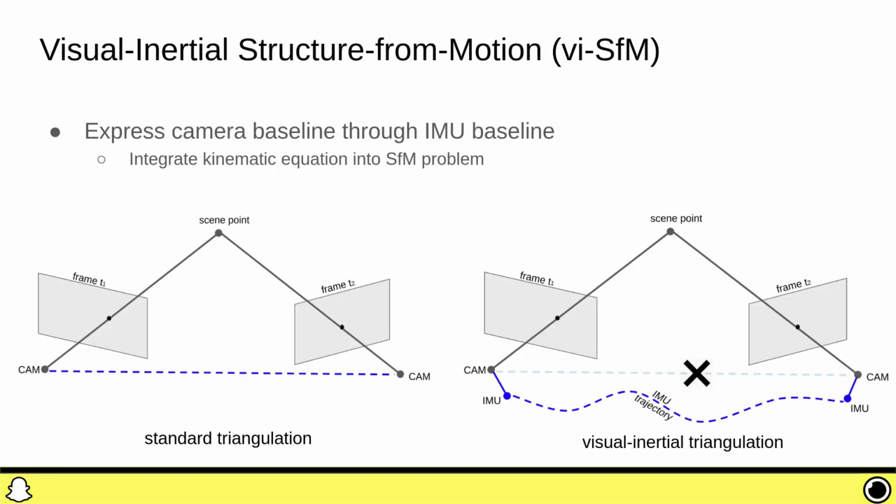The Visual-Inertial Structure-from-Motion problem, referred to below as VI-SFM, is an extension of the well-known SFM problem in computer vision. Typically, there is an IMU rigidly attached to the camera that observes the scene. The principle to solve this problem is the common triangulation principle, where the observation rays from visual correspondences intersect at the scene point. However, in the visual-inertial case, the camera baseline can be replaced by the IMU baseline, which can be expressed by a kinematic equation.